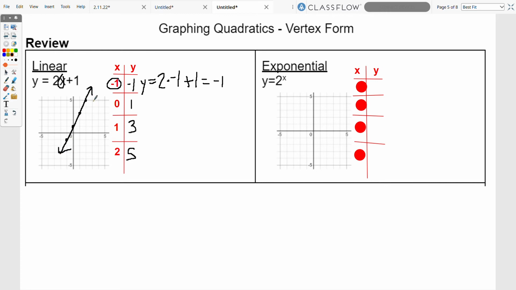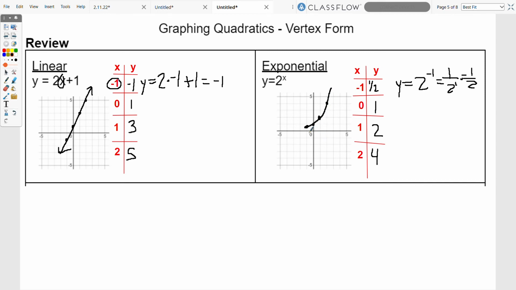And so how can we graph exponentials? Well, same thing, right? We can just take a bunch of points and plug them in. When you plug in -1 into the x, y equals 2 to the -1. When we have a negative exponent, we put it on the bottom. It gives us 1/2. So same thing for exponentials. We just plug in a bunch of points and see what we get. When you plug in 0, we get 1. When you plug in 1, we get 2. Plug in 2, we get 4. So (-1, 1/2), (0, 1), (1, 2), (2, 4).